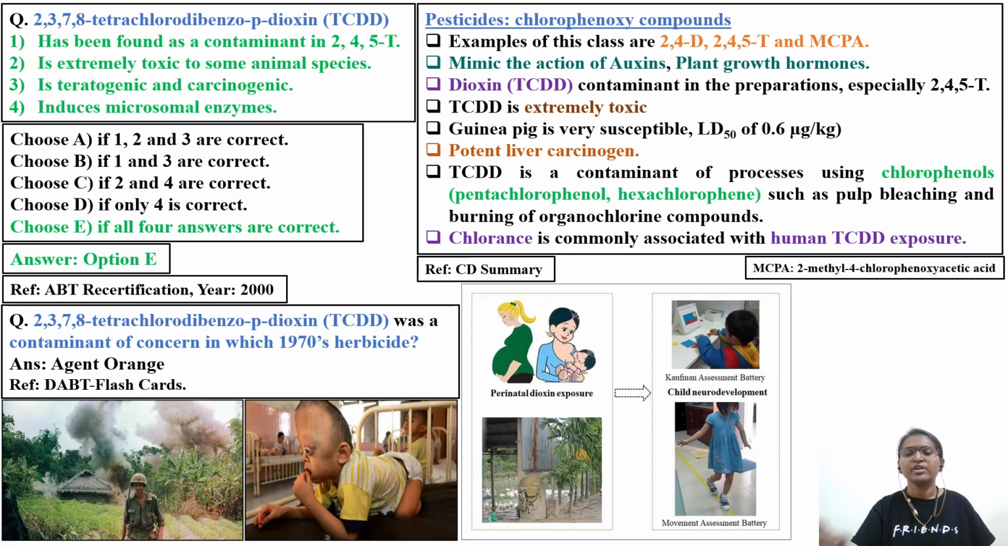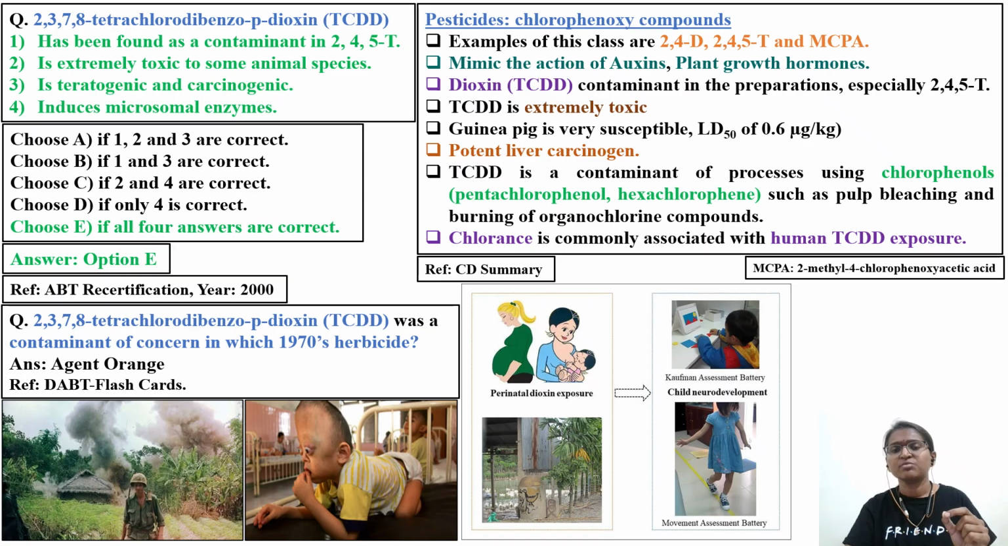Some important notes we will read with respect to TCDD from the Casarett and Doull summary. It is a pesticide. It belongs to a chemical class called chlorophenoxy compounds. Examples of this class are 2,4-D, 2,4,5-T, and MCPA. MCPA is nothing but 2-methyl-4-chlorophenoxy acetic acid. These compounds mimic the action of auxins, which are nothing but plant growth hormones. TCDD is a contaminant in the preparation, especially of 2,4,5-T.